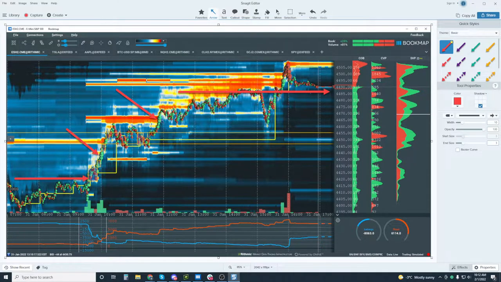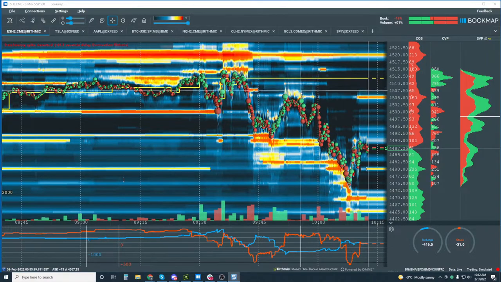What happens around these areas is really key, critical. More buyers trade through it. We pull back here, but we continue on. Let's jump into Bookmap and see what's going on. Do you guys have any questions about yesterday? I'd be happy to go through it.